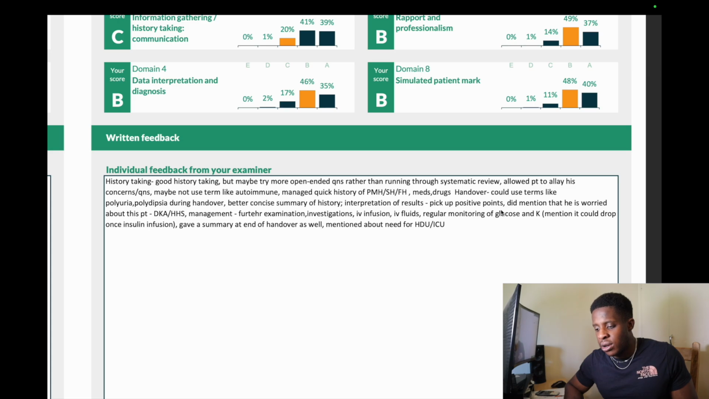Gave summary at the end of handover as well. I mentioned the need for HDU ICU. Yeah, so it seems like the cohort generally did well. The stations did well. I got in the explanation, information given, did quite well overall. Information gathering could have been better if I just had a better structure.